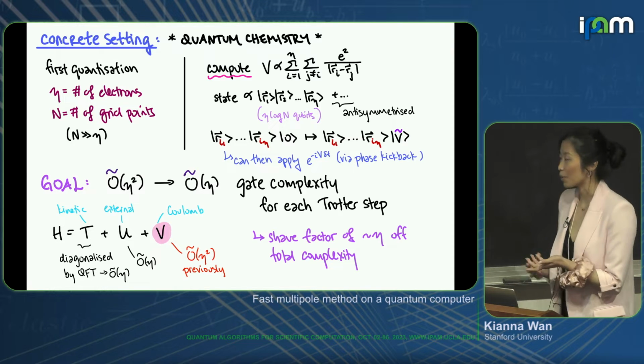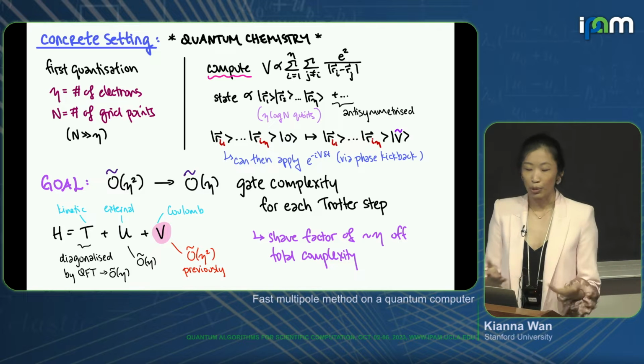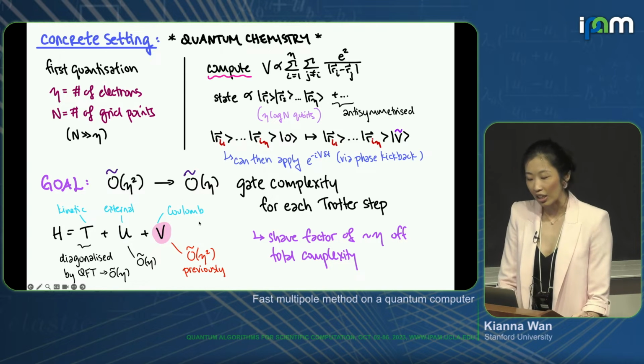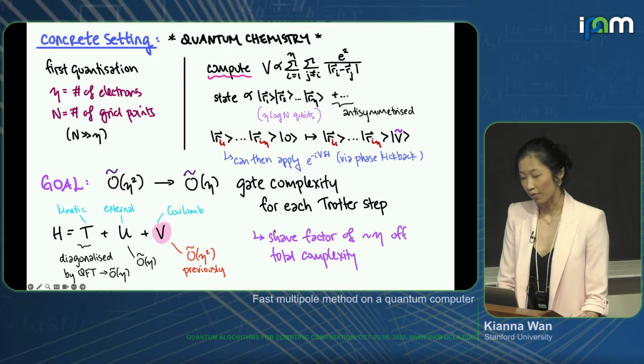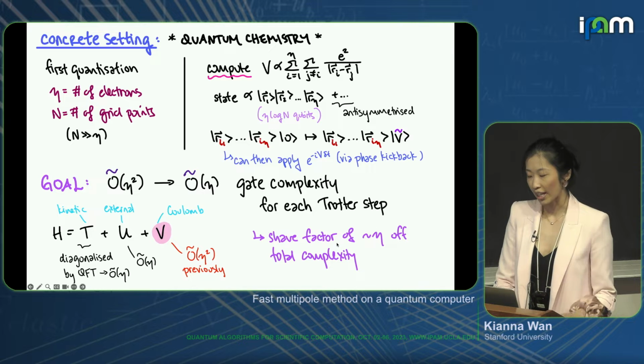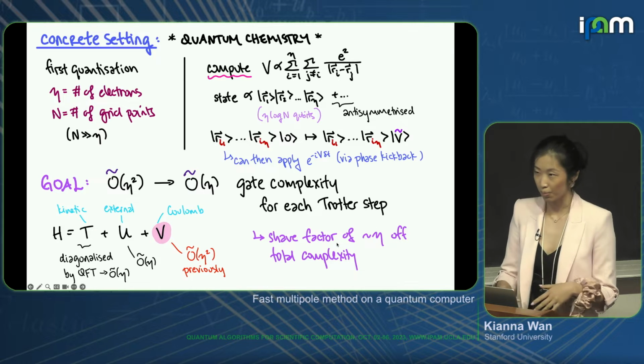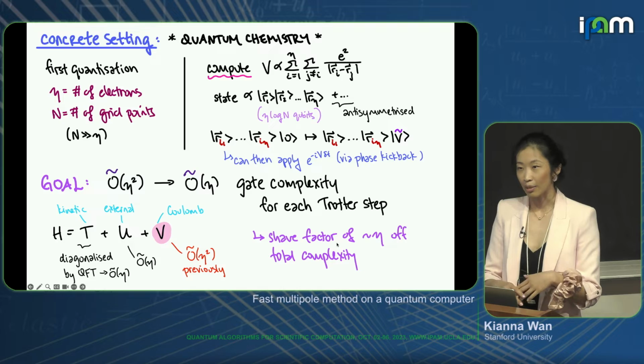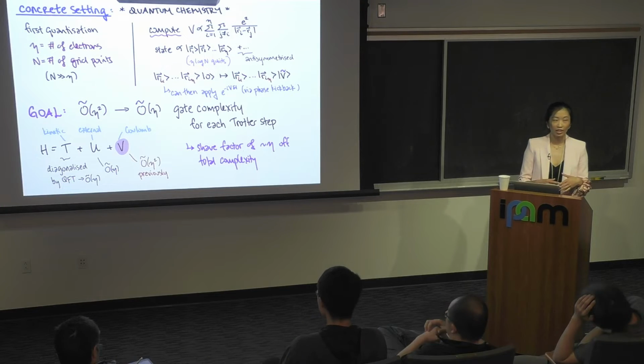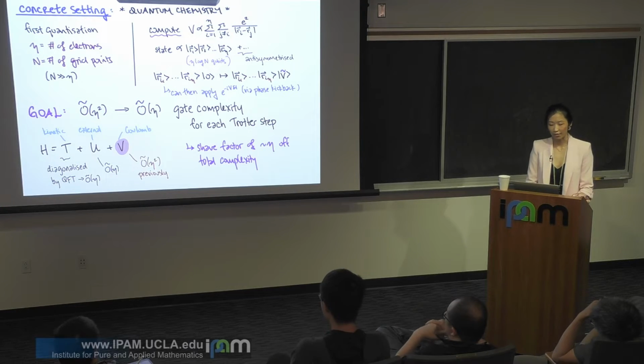Okay, so this talk will be about how to reduce this quadratic complexity to linear, and the net effect this will achieve is to shave off a factor of basically eta off the total complexity of any quantum simulation algorithm in first quantization that's based on Trotter or that involves implementing V by fast forwarding.